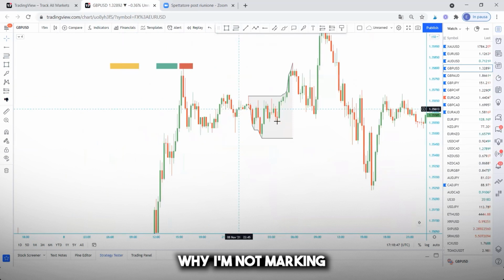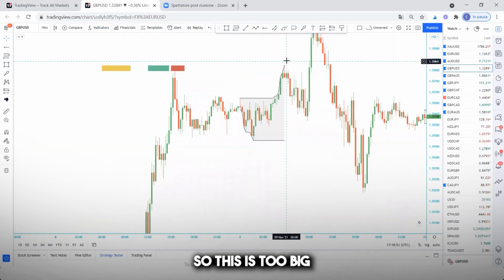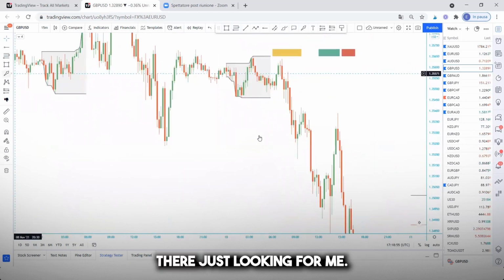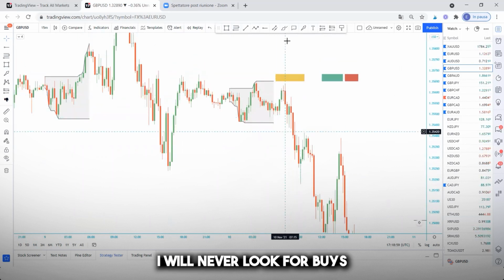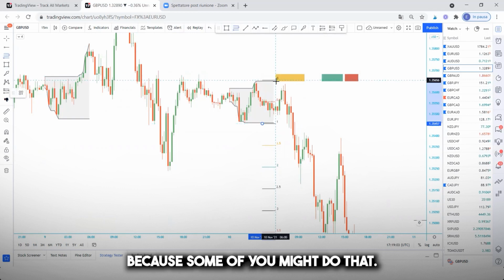Here again, the reason why I'm not marking some of them is because they're either too big, so this is too big and I'm not going to consider this, or because there is just no confirmation. For example, here there is no manipulation to the upside. I will never look for buys, so I will never draw them this way, okay, because some of you might do that.